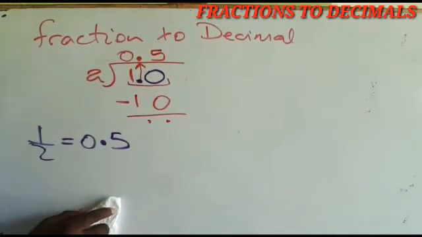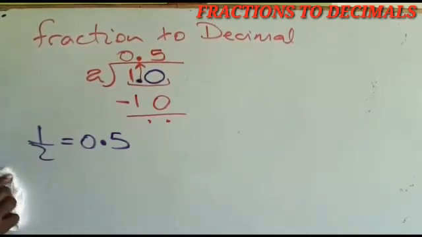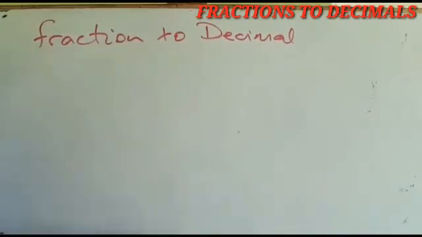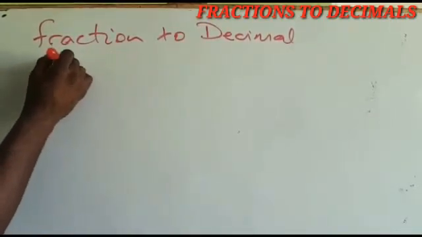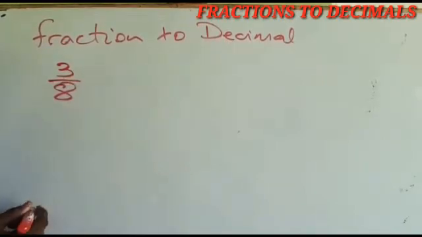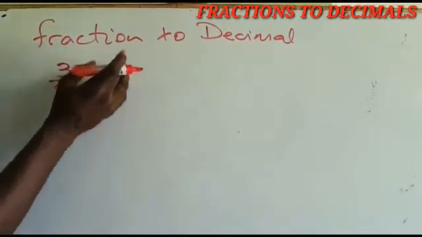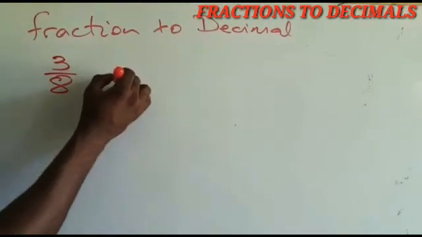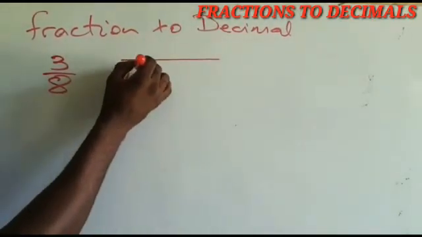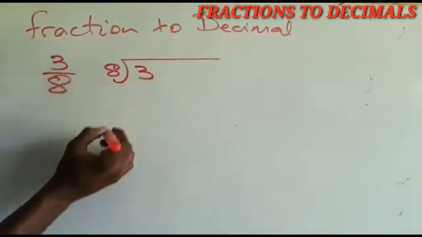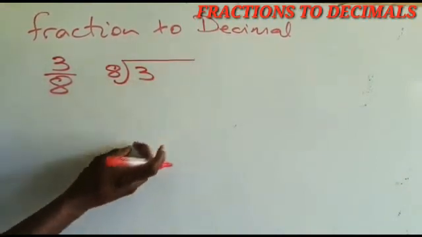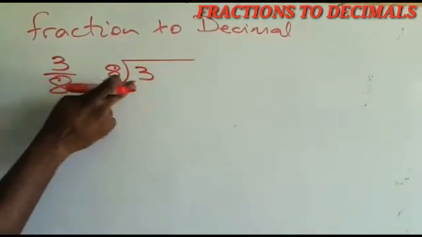Now let us look at some others. Let us say we have 3/8, and we want to know the decimal for 3/8. It's going to be 3 divided by 8. So we're looking at 8 into 3.